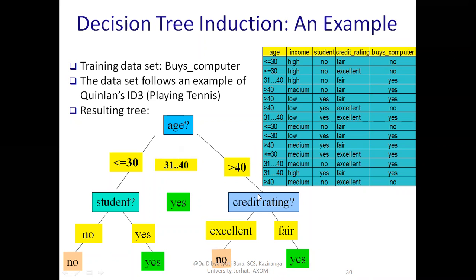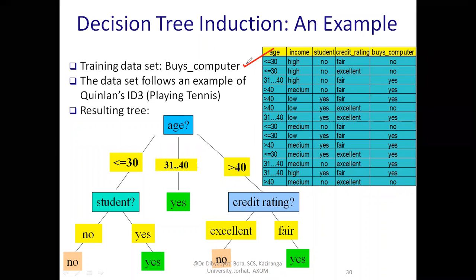Now, the same example I'm citing here, this one. This table, if it is visible to you, you can see it. This table is given with age, income, student, and credit rating. Please take a screenshot of this.